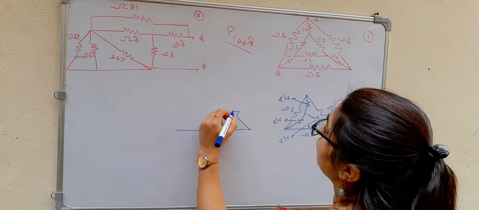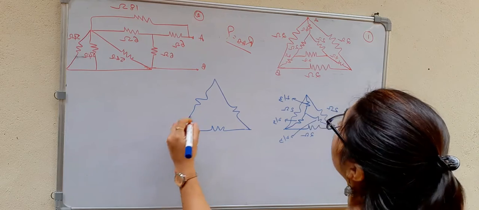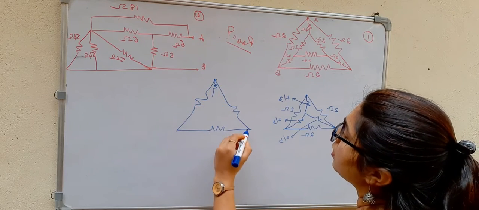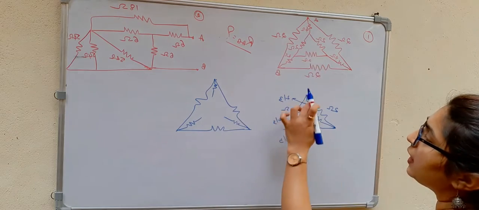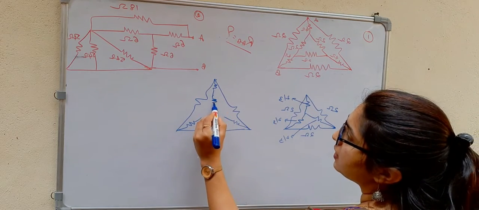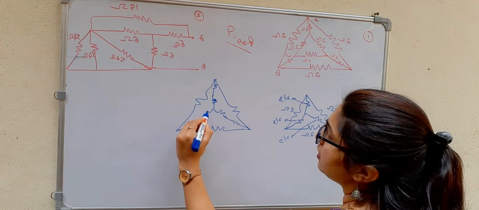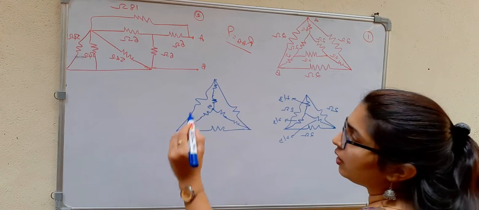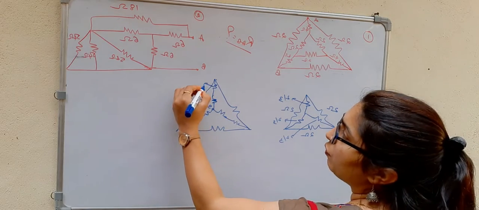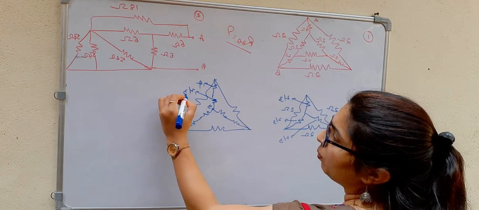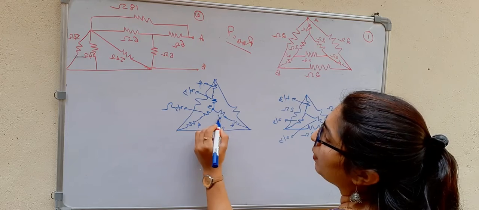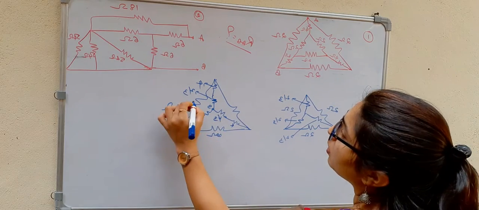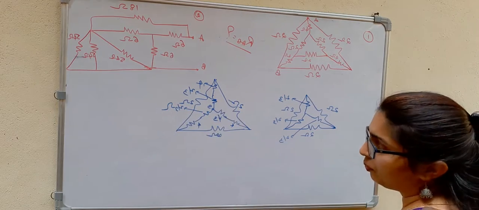First it is the delta, and inside we have 4 ohm, 4 ohm, and 4 ohm. This delta is converted to star, so I will draw the star configuration like this. This is the star point. So this is 4 ohm, this is 2 by 3 ohm, this is 2 by 3 ohm, and this is 4 ohm, 2 by 3 ohm. The outer ones will be 2 ohm, 2 ohm, and 2 ohm.